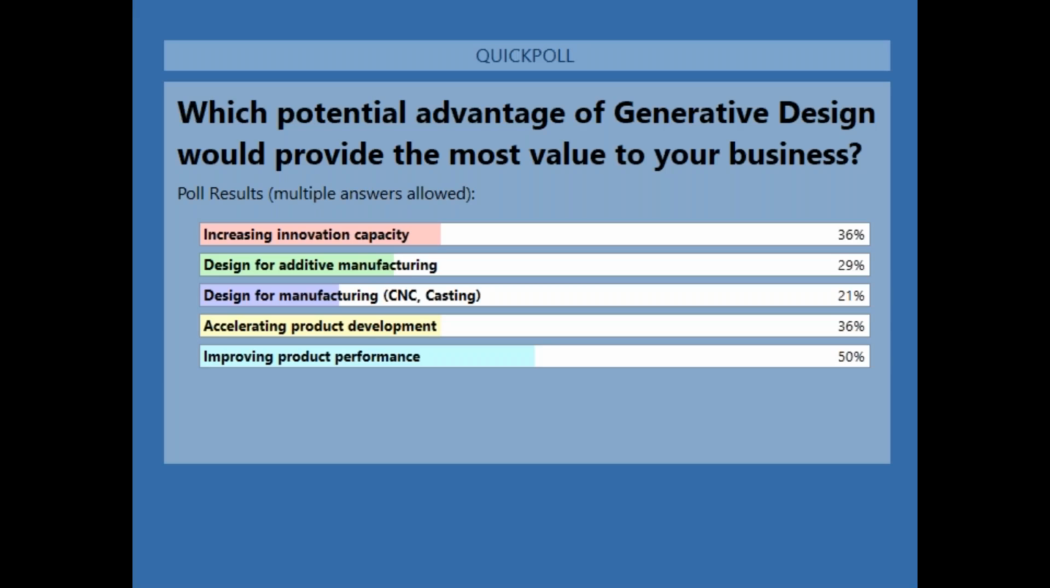And thank you for everyone that answered that poll. When we're talking about the potential advantages, it looks like improving product performance is the most important for everyone out there. Increasing innovation capacity would be second, so exploring a wider range of options for your products. And then accelerating product development would be tied there as well with increasing innovation capacity. So once again, thank you for everyone that answered that question. Again, really what we're trying to make clear is that generative design is more than just an additive manufacturing tool.